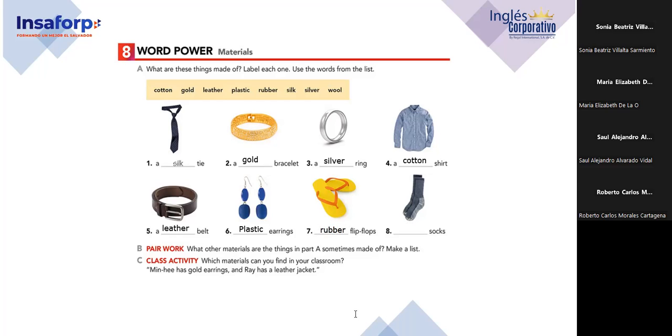And the last one, number eight. Roberto Carlos en class. What do you think? What's the last one? Number eight. What's the material? It's silk. One more time, please. Silk? The number eight is silk. What do you think, class? Silk?